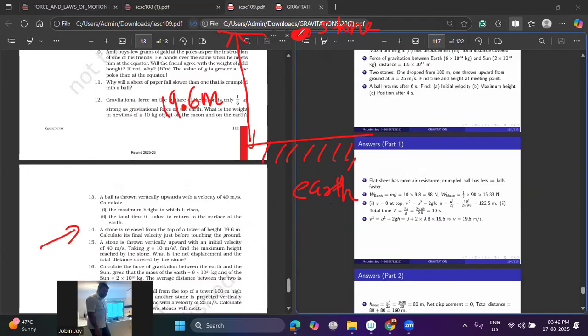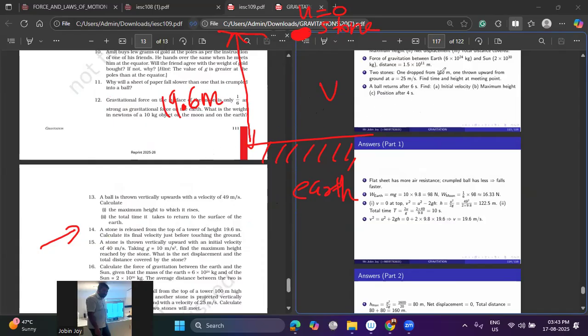So a stone is released. Now initially the stone is here. That means u is equal to 0, initial velocity equal to 0. Then I release this stone. It will reach the surface of the earth with a velocity called final velocity. So calculate the final velocity before touching the ground. Before touching the ground, what is the final velocity?